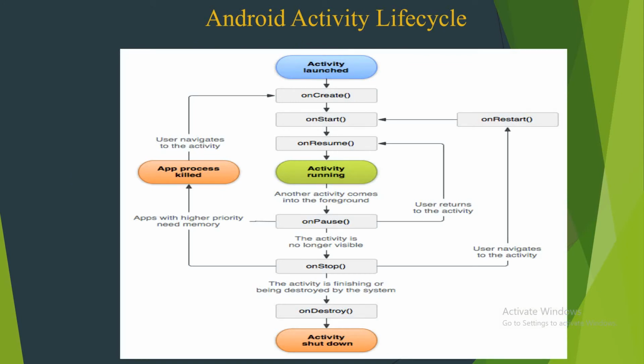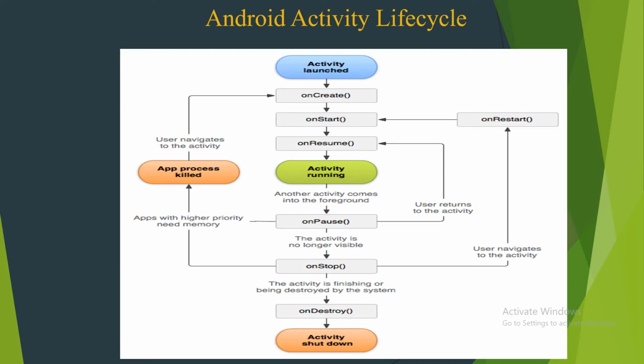Here, the activity lifecycle starts when we tap on the activity. The first one is onCreate. It is called when the activity is first created. Then the second one is onStart. It is called just after its creation, or by the start method after onStop.